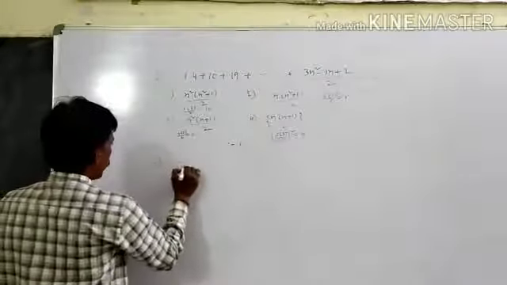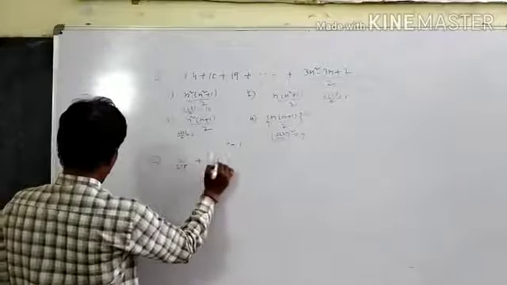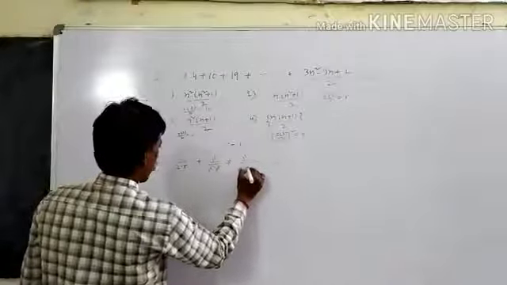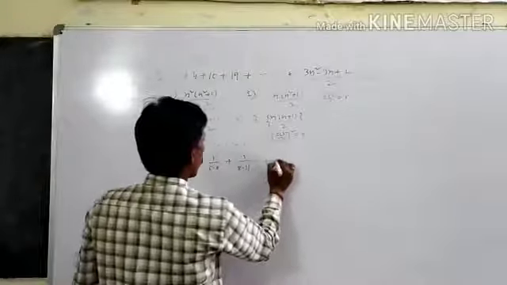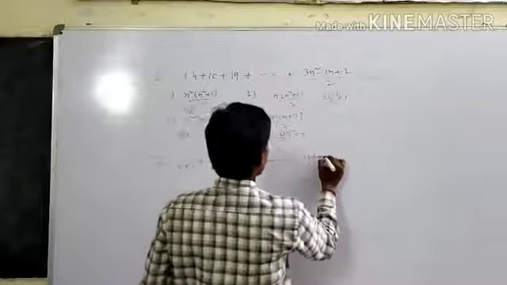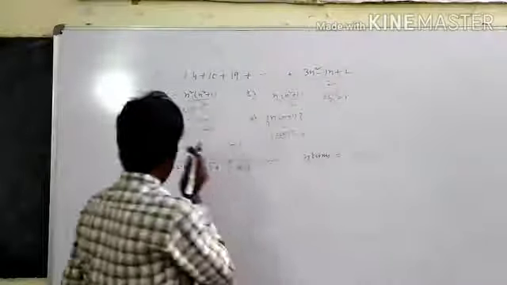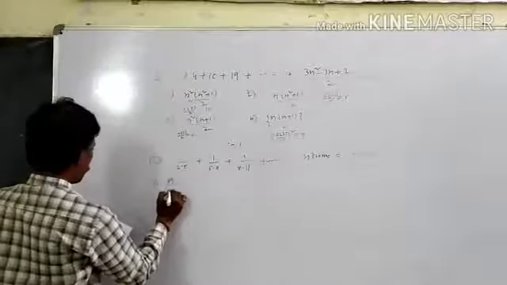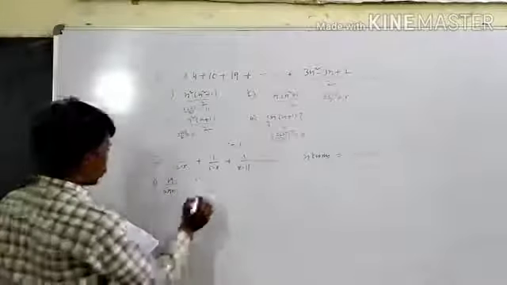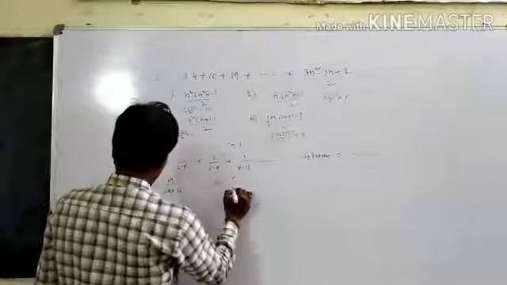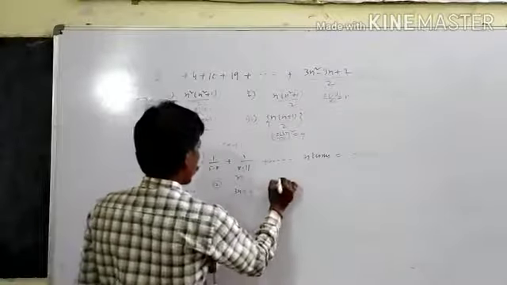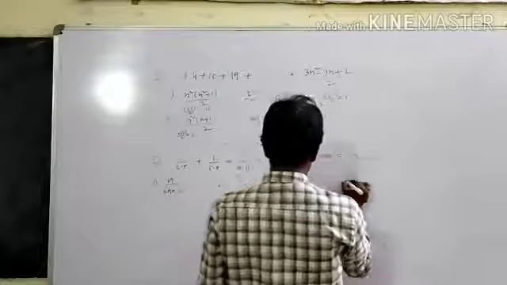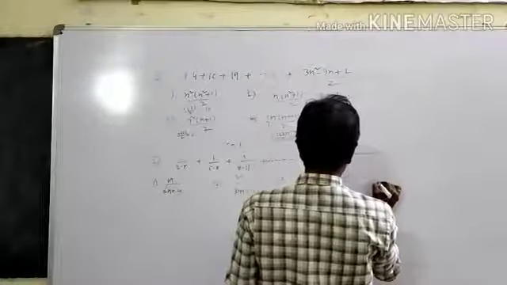1 by 2 into 5 plus 1 by 5 into 8 plus 1 by 8 into 11 plus and so on, n terms equal to dash. So the first option is n by 6n plus 4. Second option is n by 3n plus 2. Third option is n by 4n plus 6. Fourth option is 1 by 2 into 2n plus 3.